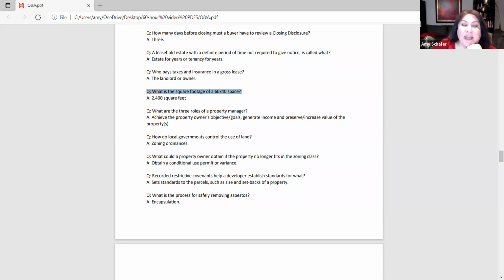The local government, they use police power to control the use of the land. They create that through zoning ordinances so that we aren't building houses right up against a manufacturing plant that maybe puts extra pollutants into the air. What could a property owner obtain if the property no longer fits a zoning class? Let's say it was zoned residential and now it's zoned commercial. They could get a conditional use permit.